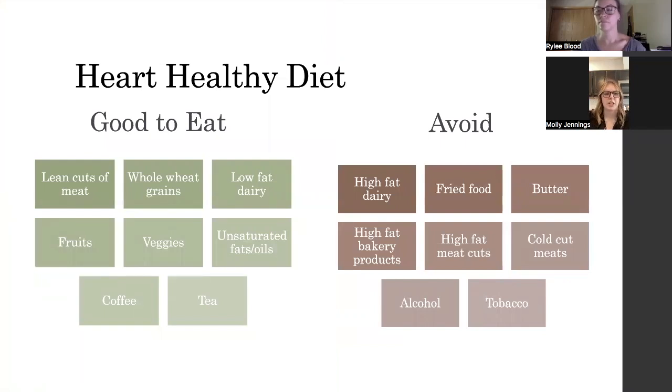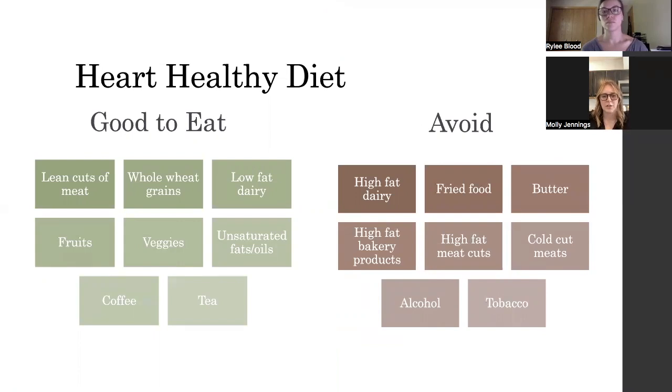Further education to patients regarding heart healthy diet choices is an important piece of healthcare management. Eating lean meats, whole grains, and having low fat intake, eating lots of fruits and vegetables, and using unsaturated fats and oils to cook with are all appropriate recommendations to follow a heart healthy diet.